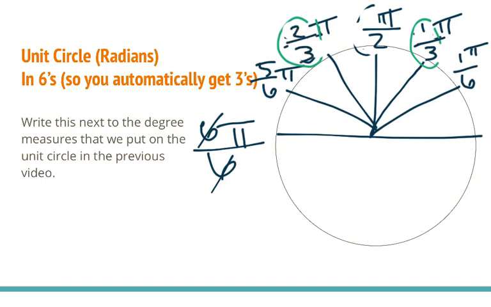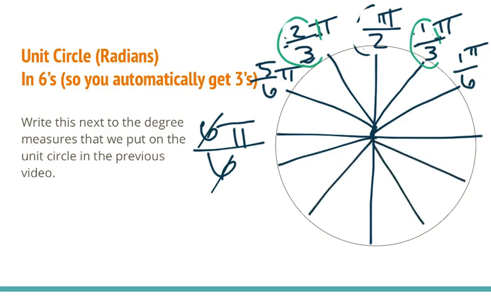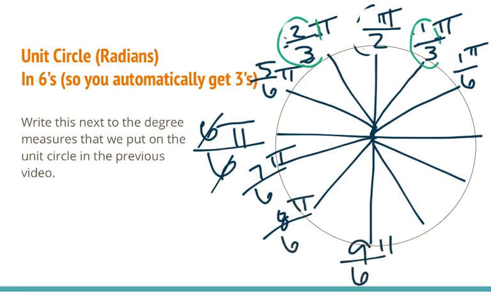And I can continue doing the same thing to the bottom half. So let's keep going. I left off at 6/6, so this would be, actually let me divide it nicely before I label. So then this would be 7/6 pi, 8 over 6 pi, 9 over 6 pi, 10 over 6 pi, 11 over 6 pi, and 12 over 6 pi.